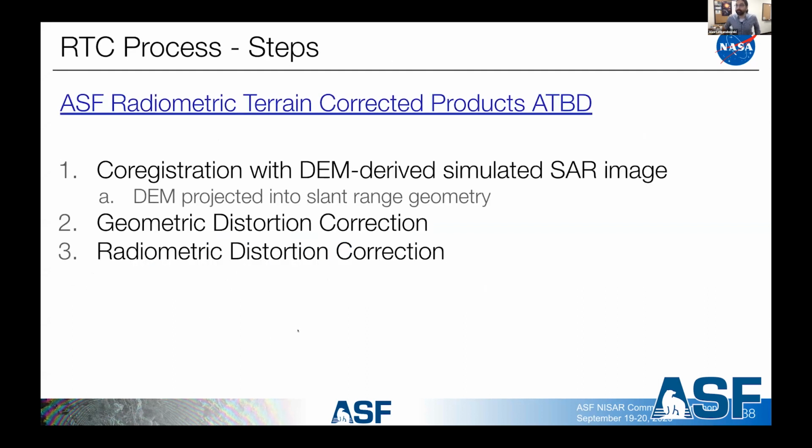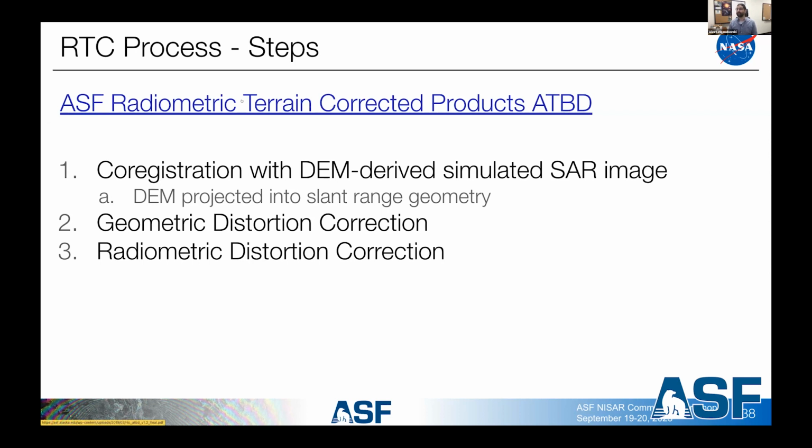So the basic steps of RTC are co-registration with a DEM-derived simulated SAR image. So this is just a DEM that has been projected into slant range geometry to match the SAR image, and then the geometric distortion, and then the radiometric distortion correction. And so I'm going to walk through those steps, and the information that I'm about to present was all taken directly from the ASF radiometric terrain corrected products algorithm theoretical basis document, which is linked here.